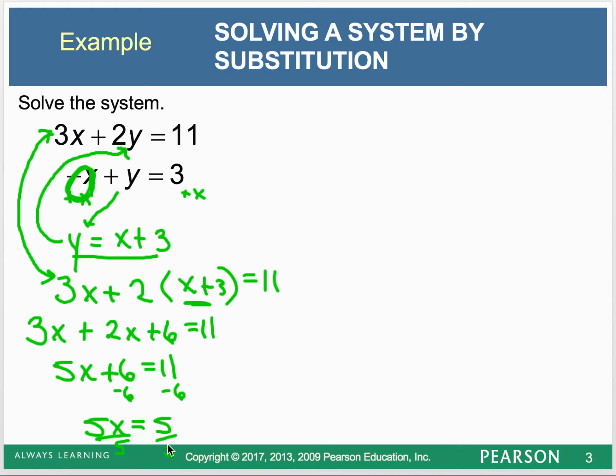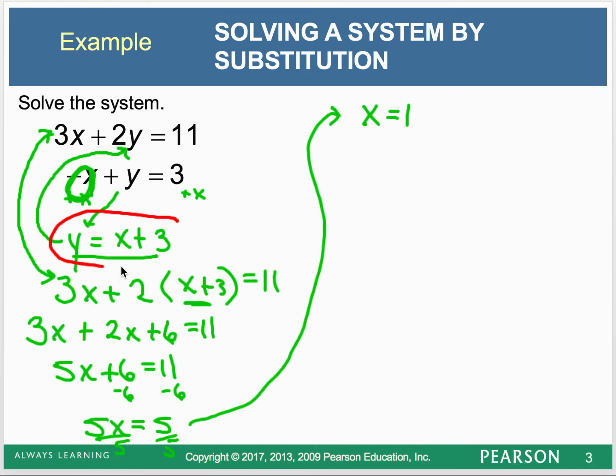Divide both sides by 5. And so I know x equals 1. Now, once I have a value for one of the variables, I can plug it into either equation and get the value for the other variable. The easiest place to plug it in will be right here because we've already solved it for y. So if x is 1, y is 1 plus 3, or y is 4.